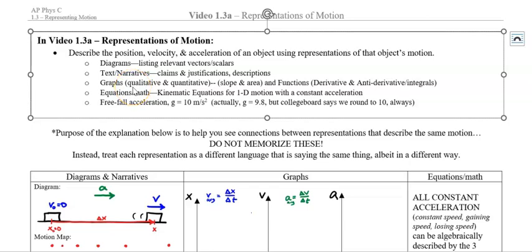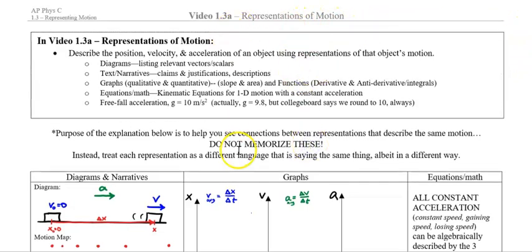Welcome. So in this video, we are going to be starting our look at kinematics, which AP calls representations of motion. This is going to be the first video within kinematics, so we're going to start off with the basics here. That's going to be focusing on how we can represent or describe the motion.